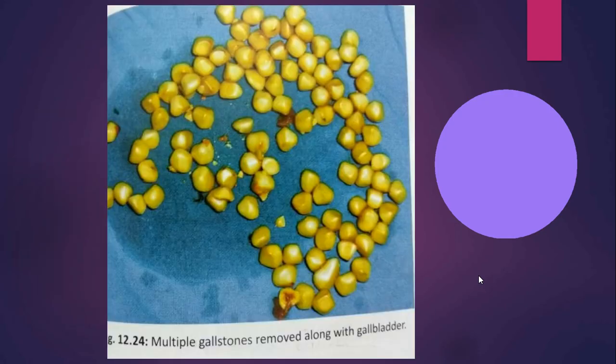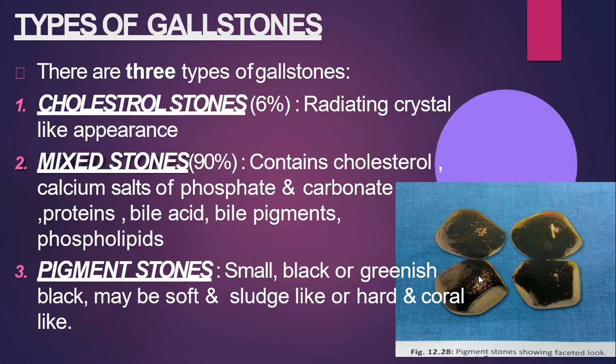Now these are multiple gallstones. You can well see, if the gallbladder perforates, all these stones come into the peritoneal cavity. Now there are different types of gallstones. Three types are more important: cholesterol stones, pigment stones and mixed stones. Mixed stones contain calcium, bile pigments, phospholipid, everything. And pigment stones are mainly present in patients with more hemolysis, and these are greenish black.